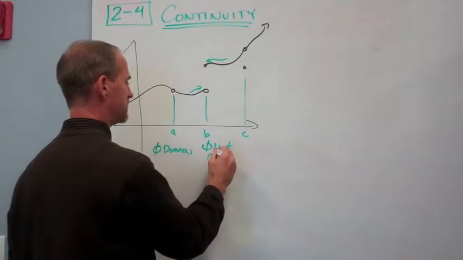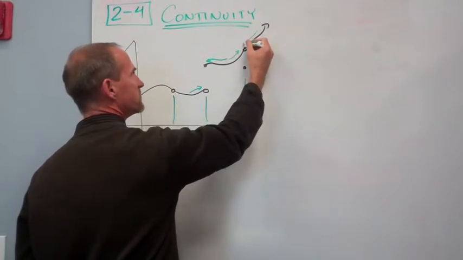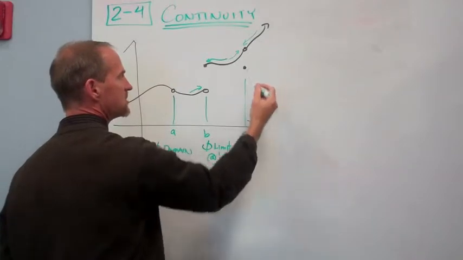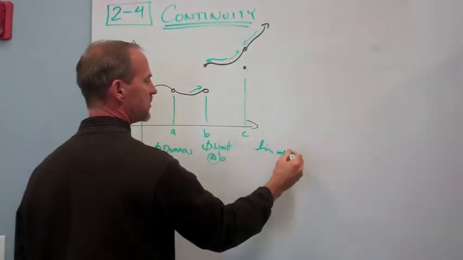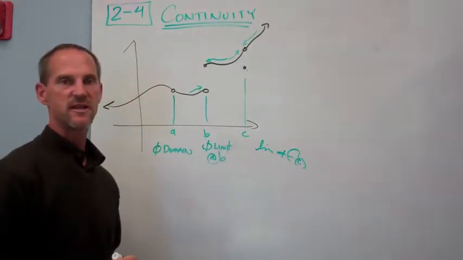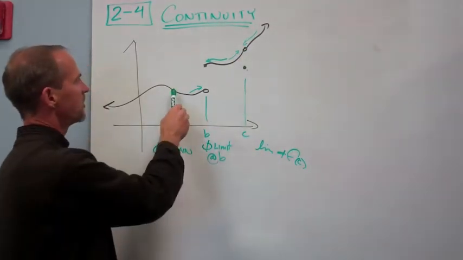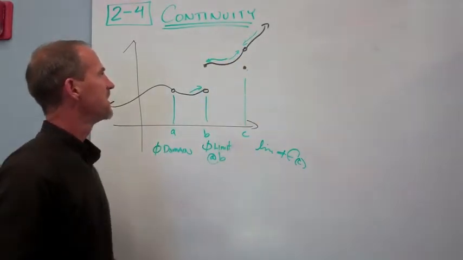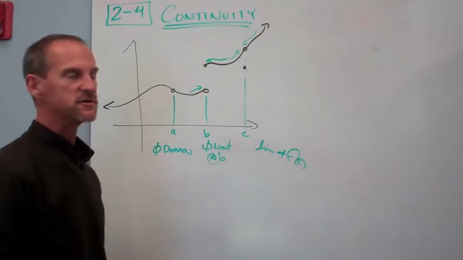at B. Here there is a limit because I can approach from this side and I can approach from this side, but here the limit does not agree with the value. So that's that third part, that the limit does not equal f of c, all right? The limit value does not equal the actual function value. There's a jump, all right? So this we can call a hole, this we can call a gap, and I guess that's just a disagreement between the limit and the value of the function, all right?